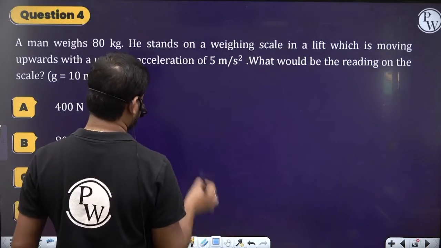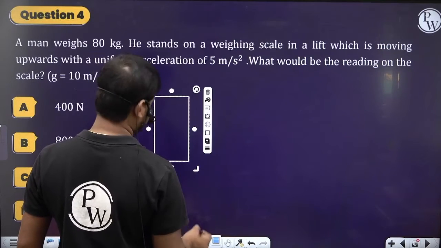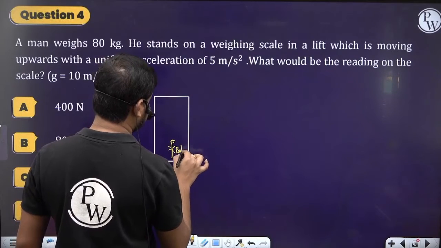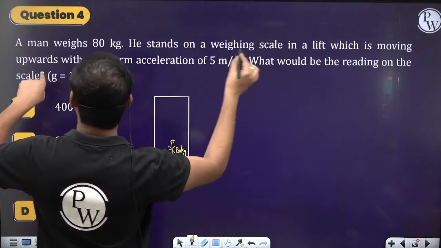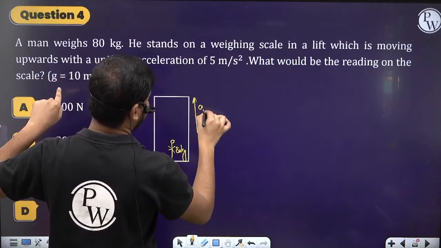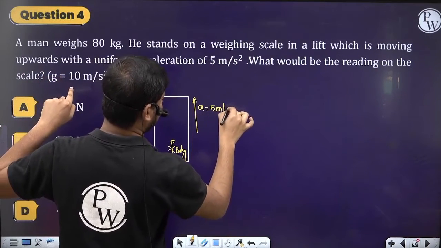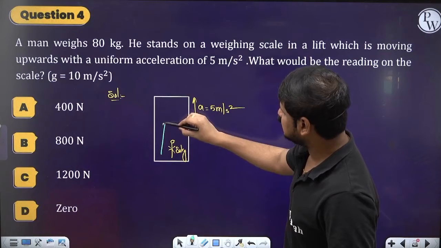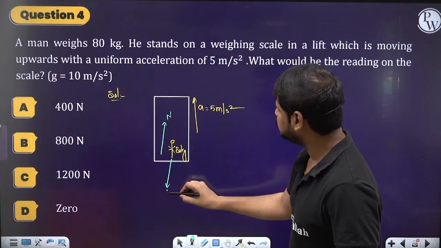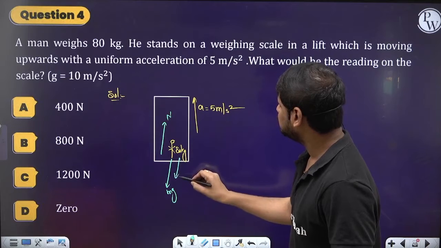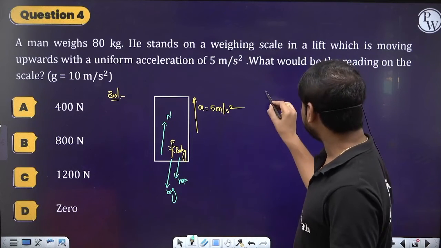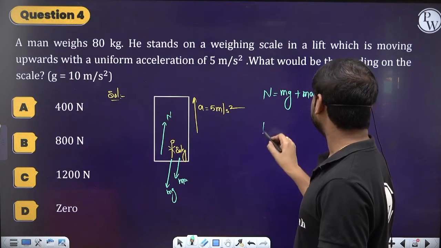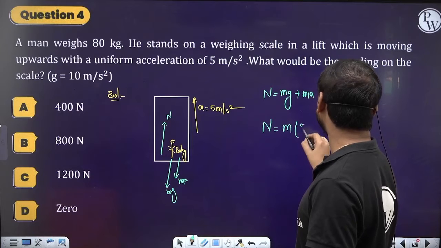See here, this is an elevator, and the person's weight is 80 kg, moving upwards with an acceleration 5 meter per second square. They are asking his weight. Simple question. We know that the normal reaction acts upward, his weight mg acts downward, and the pseudo force ma acts downward. So N is equal to mg plus ma when the lift is moving upward. Therefore N is equal to m of g plus a, right?